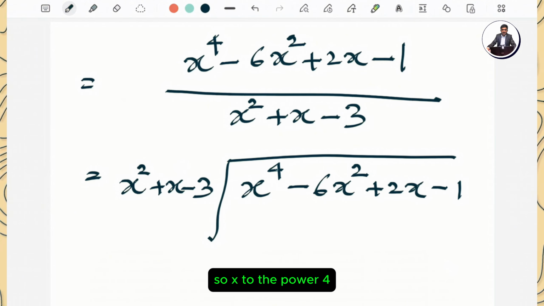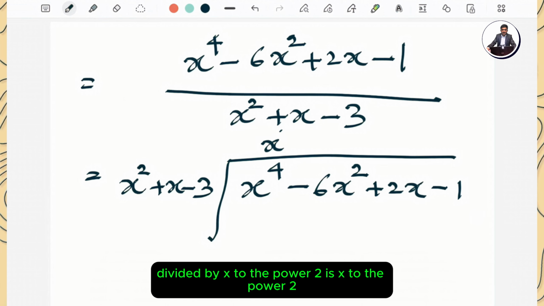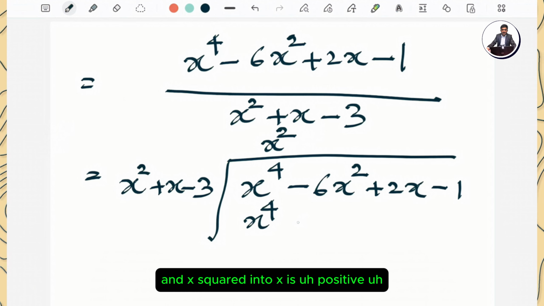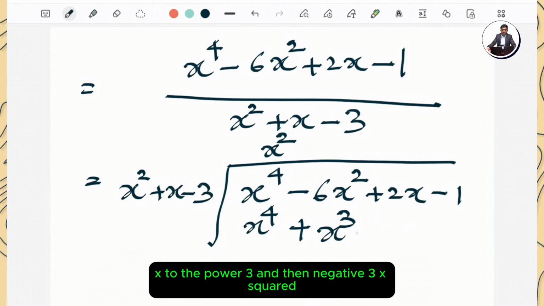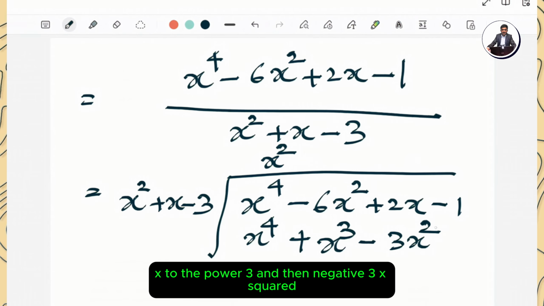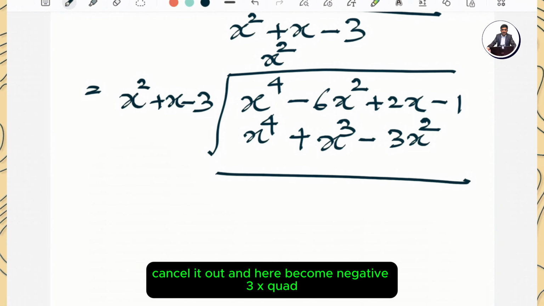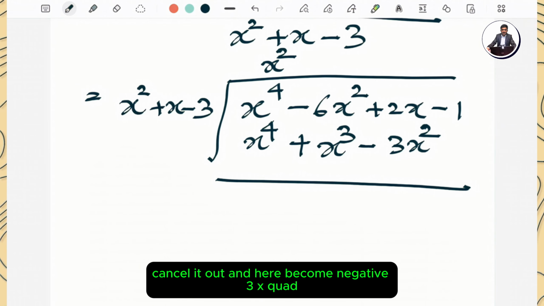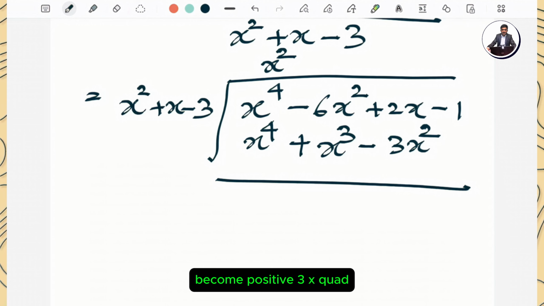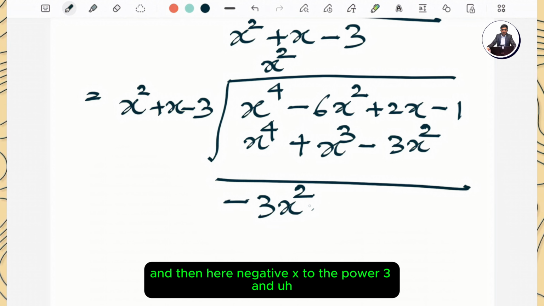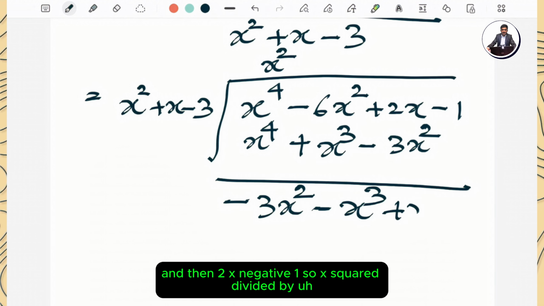So x to the power 4 divided by x to the power 2 is x to the power 2. And x squared times x squared is x to the power 4, and x squared times x is positive x to the power 3, and then negative 3x squared. You take away the value: x to the power 4 and x to the power 4 cancel out, and here negative x to the power 3, and then 2x minus 1.